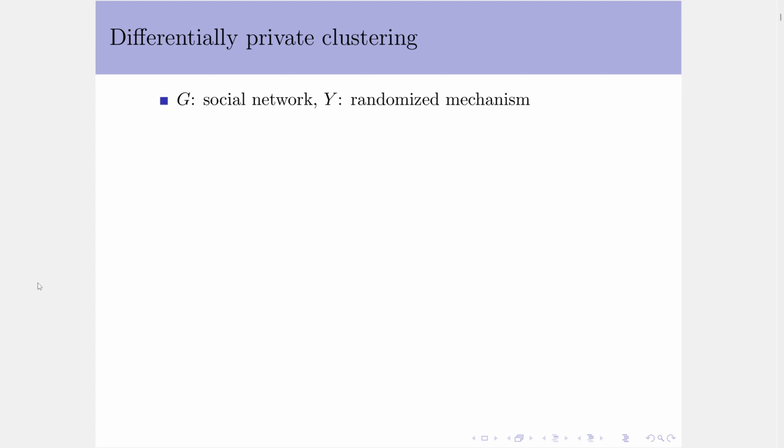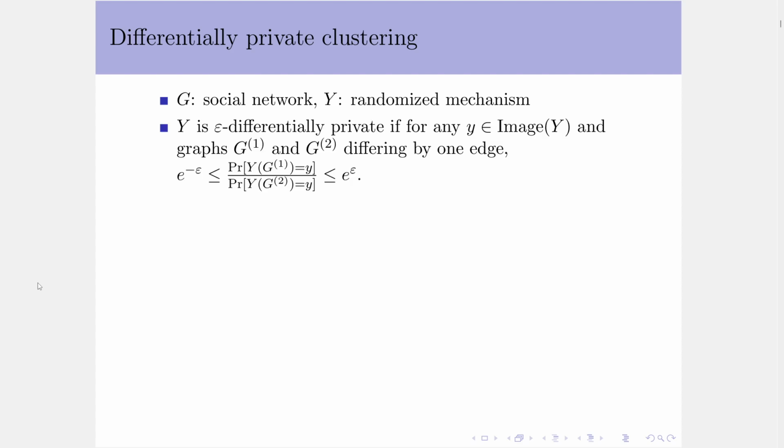So before we start, let me give some introduction on differentially private graph clustering. Let's say I have a social network G. Then we say that a randomized mechanism Y is differentially private with privacy budget of epsilon if, for any Y in the image of this Y, and two graphs G1 and G2 that differ by one edge, the ratio of the probability that the output of Y on G1 equals Y, and the probability that the output of Y on G2 equals Y, is bounded between e to the minus epsilon and e to the epsilon.